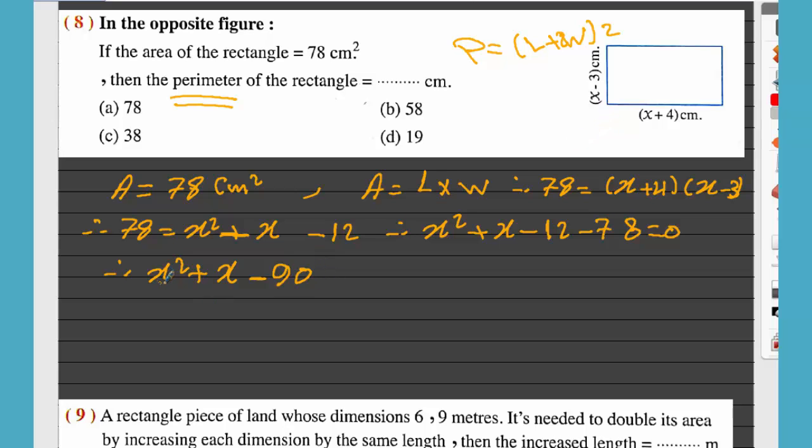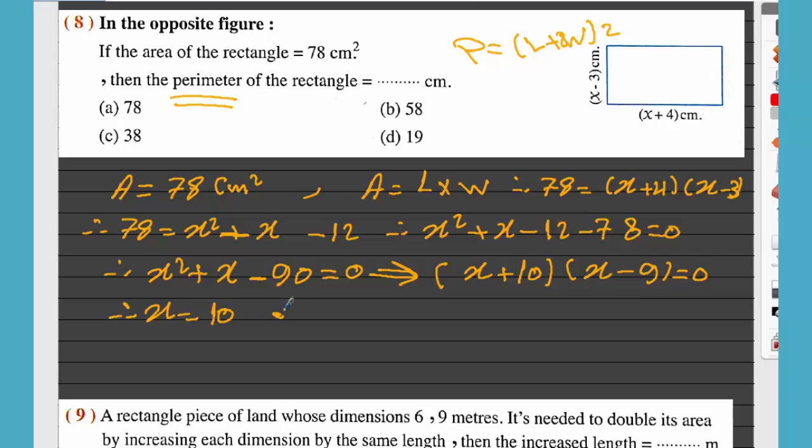So here we have x squared plus x minus 90 equals 0. Factorize it. So we have x plus 10 multiply x minus 9 equals 0. Okay. So x equals negative 10 or x equals 9. Of course, the solution x equals negative 10 is refused. Okay. So we consider x equals 9.